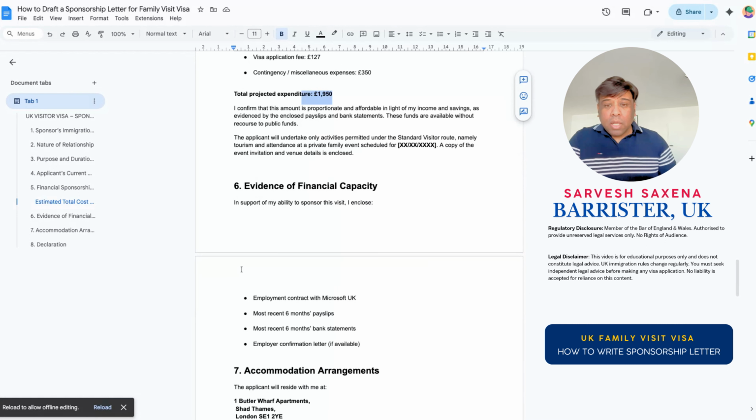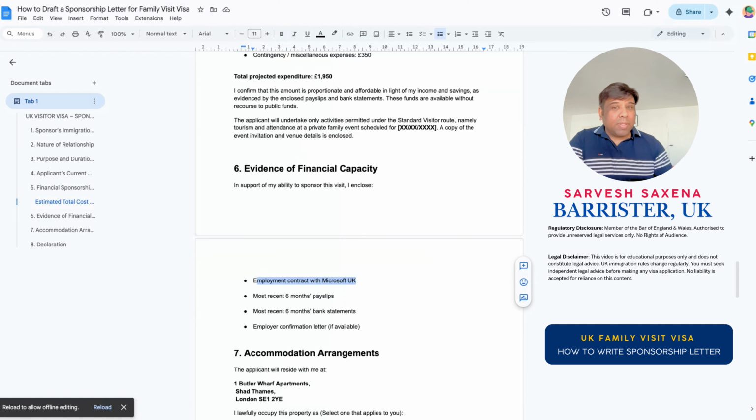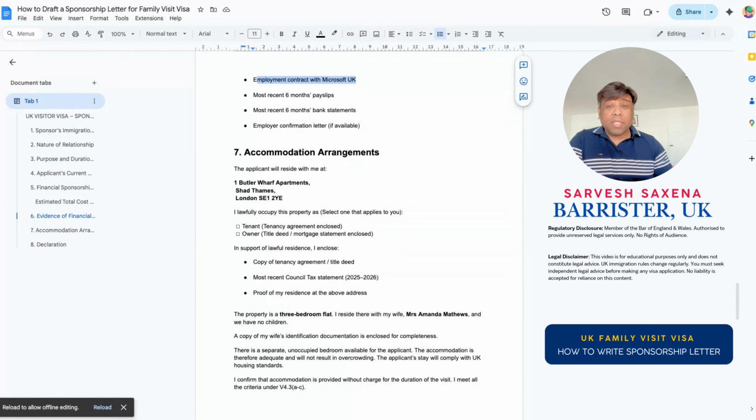Now, employment confirmation letter, if it's available. But I think once you have the employment copy and the national insurance number, they can do the checks and find out easily, so you don't need to worry. Now, accommodation is really important.